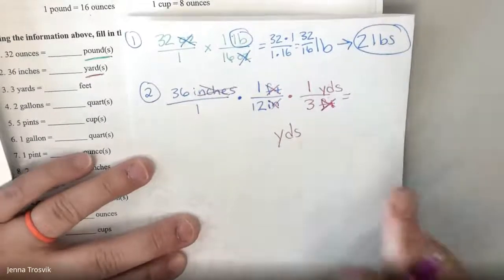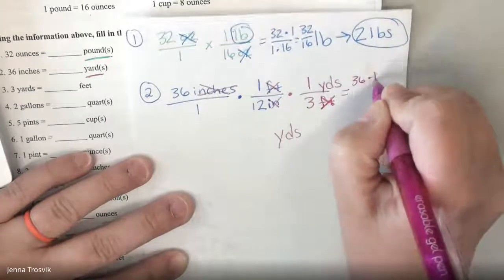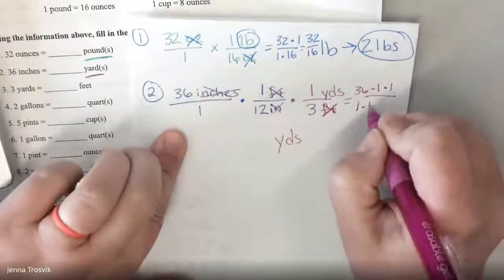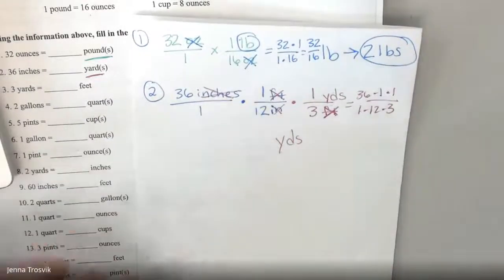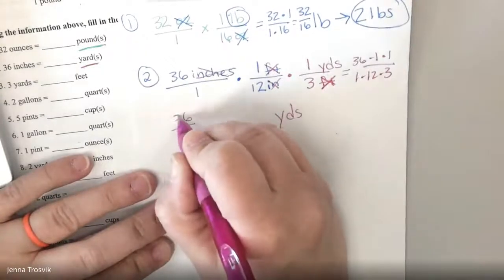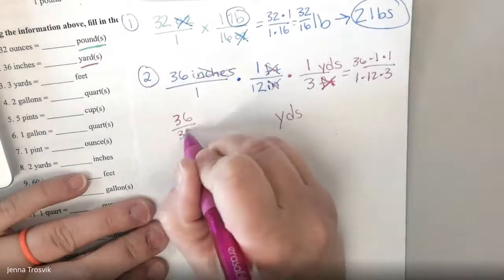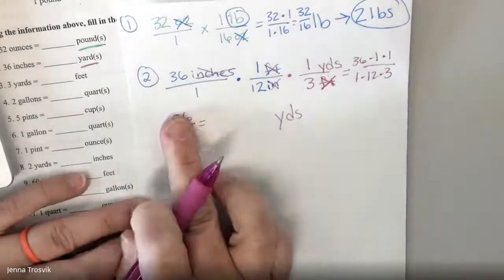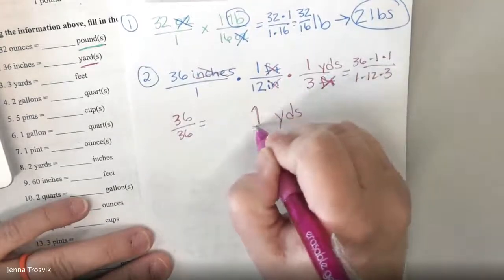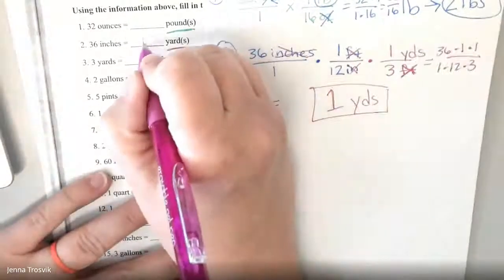Once I know that, then I can start multiplying my top numbers. 36 times 1 on top. 1 times 12 times 3 on the bottom. So that leaves me with 36 divided by 12 times 3, which is 36. So 36 divided by 36 equals 1 whole yard. So 36 inches really equals 1 yard.